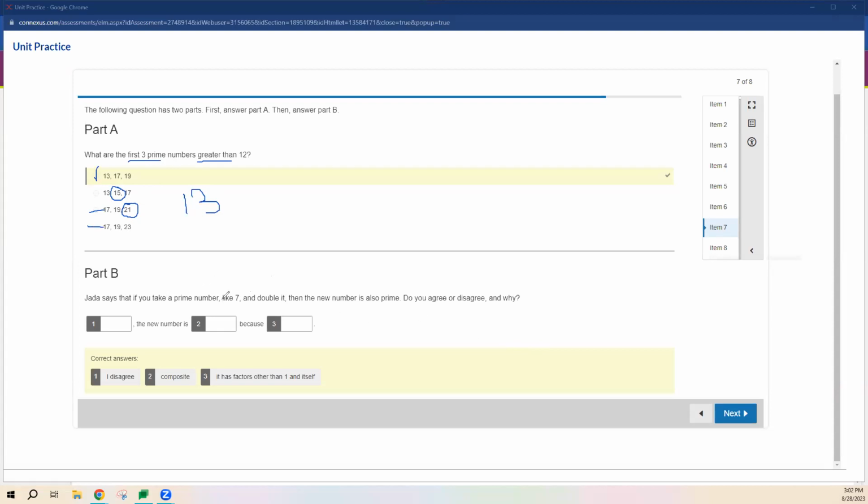Jada says that if you take a prime number like 7 and double it, the new number is also prime. Do you agree or disagree? I'm going to test it out. Jada says if I take a prime number like 7 and I double it, so 7 plus 7, my new number is also prime.